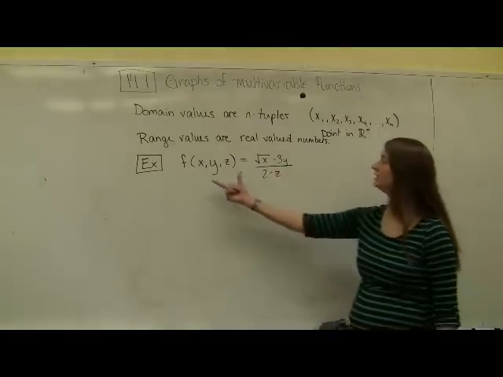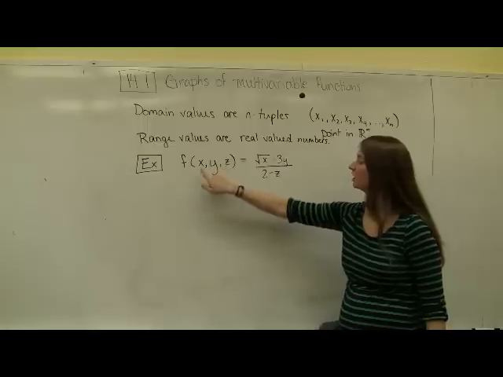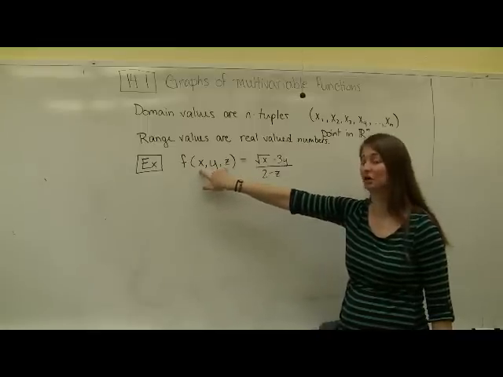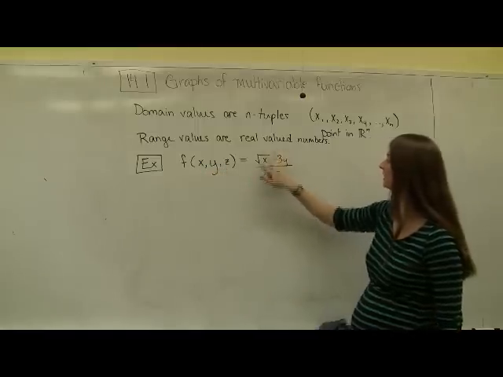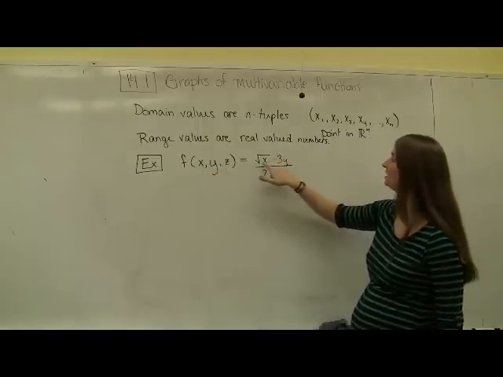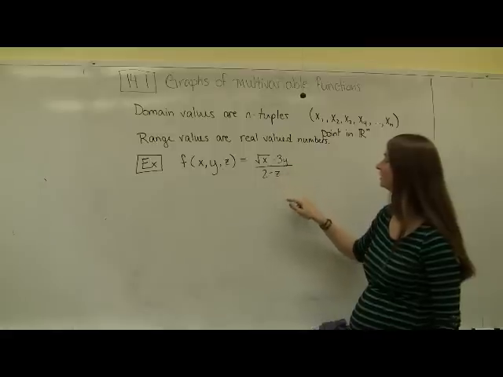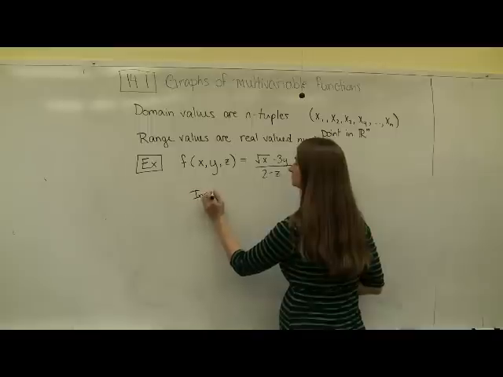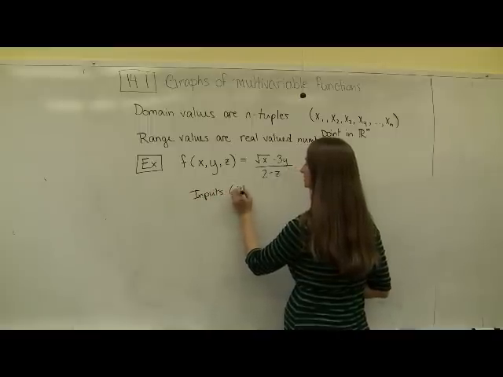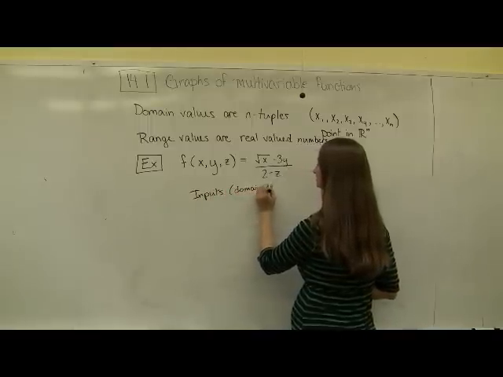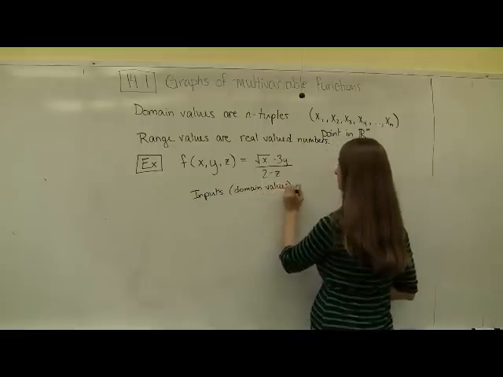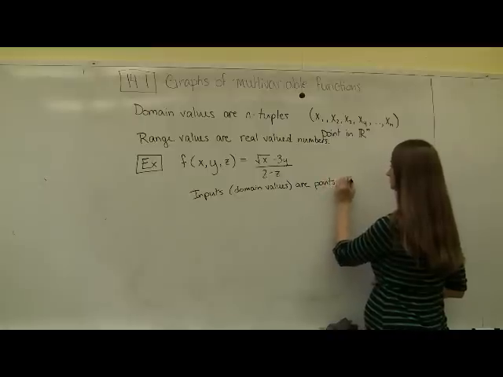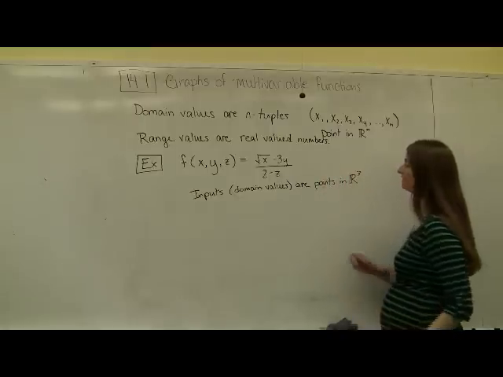So notice that the inputs into this function are ordered triples. So we're thinking of the domain values as a subset of R3. But we have to be a little careful, because not any element in R3 would work. So my inputs, or domain values, are points in R3. But I have to be careful.